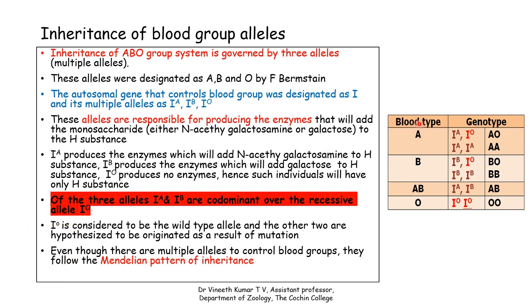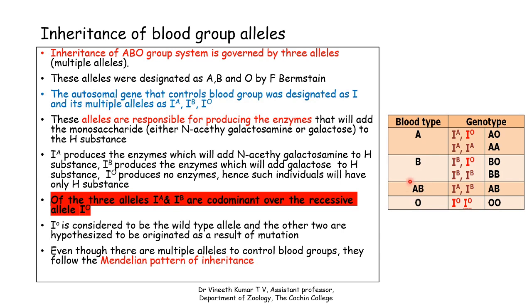If a person has type A blood group, as we said, IA is a dominant allele. As a result, the homozygous as well as the heterozygous, that is IAIO, will have the blood group type A. Coming to the B blood group, the same is applicable because A and B are co-dominant to O. As a result, IB in the homozygous condition as well as the heterozygous condition will show the blood group B.